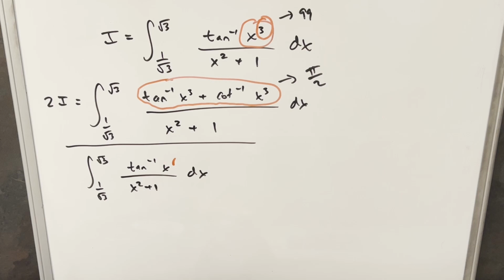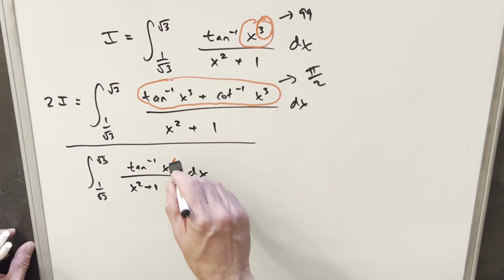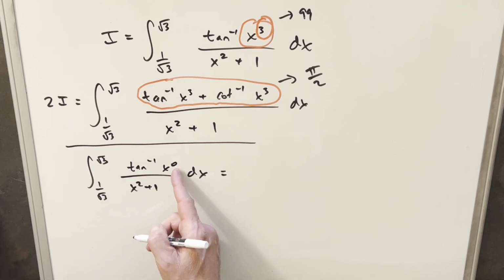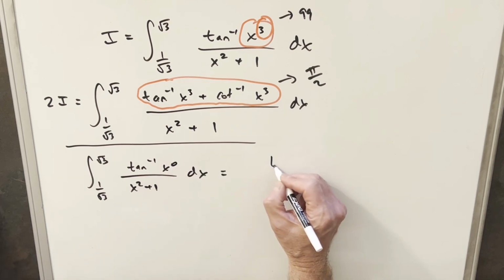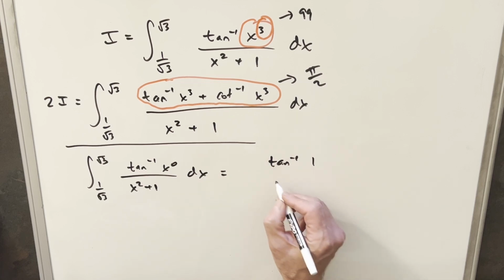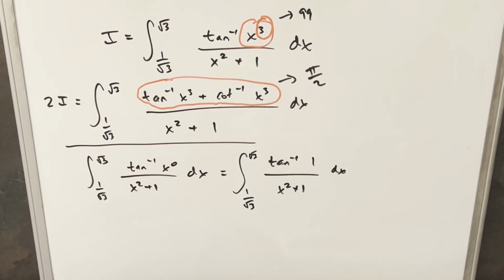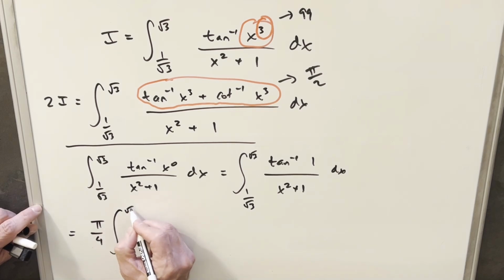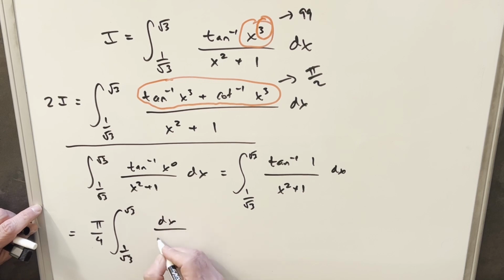But then I was thinking, if I can really choose the exponent to be whatever I want, why not just choose it to be 0, right? So if I choose this exponent to be 0, now we have in the numerator just tan inverse x to the 0, which is just 1. But then tan inverse of 1 is just pi over 4. So what I can do is bring pi over 4 in front of the integral, and then we're just integrating right away dx over x squared plus 1. We know what that is.